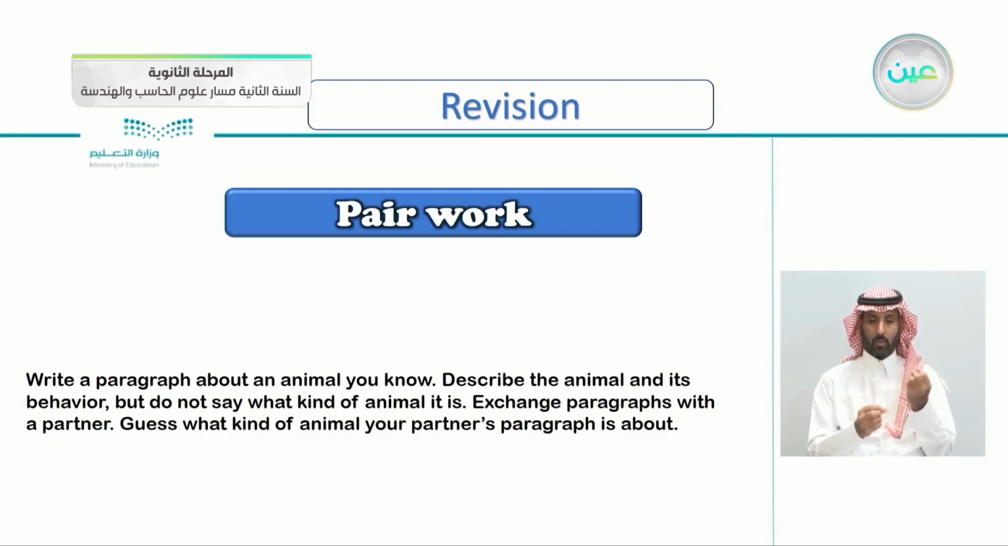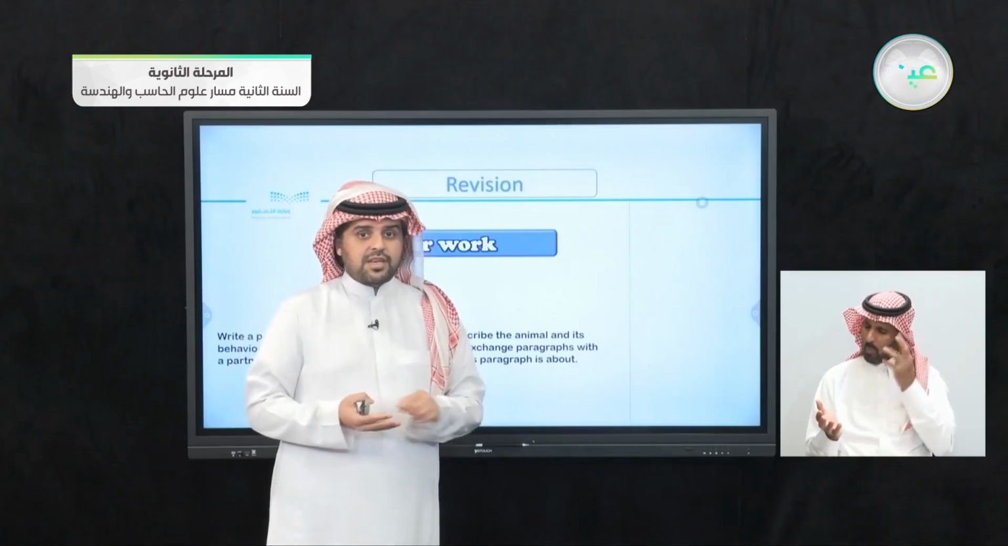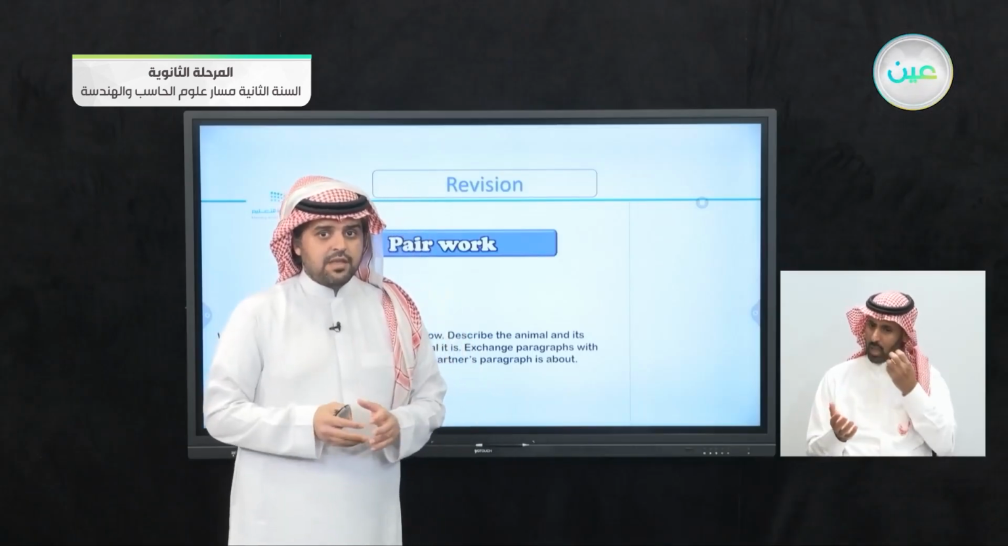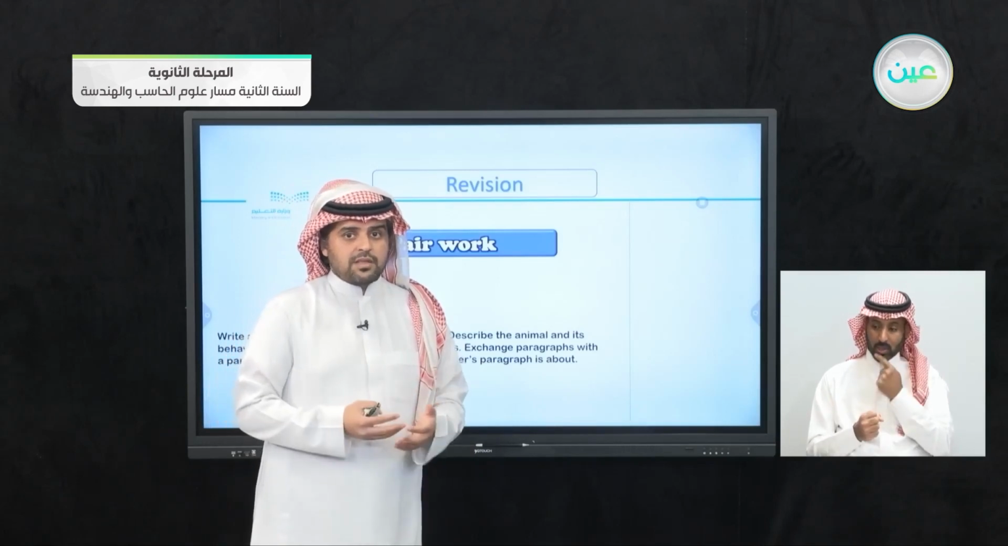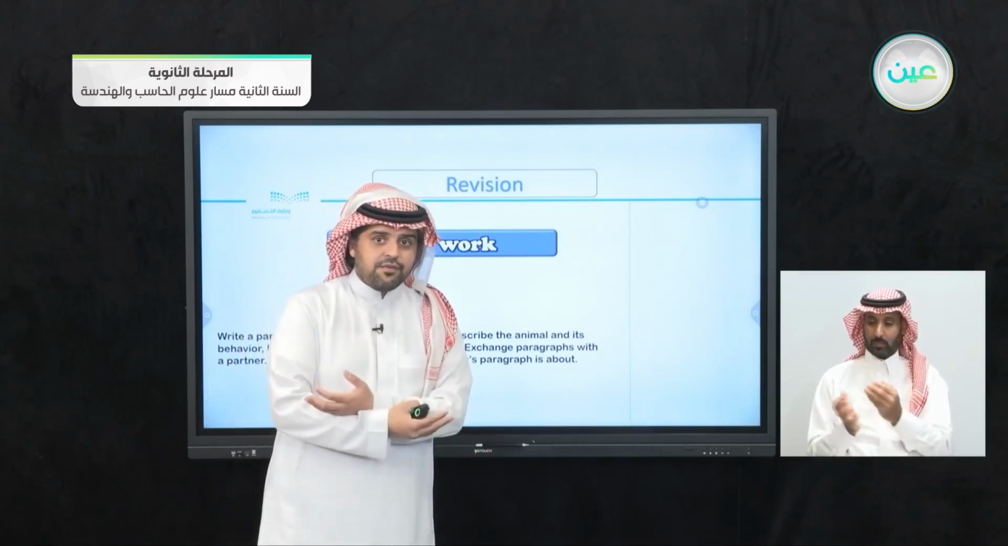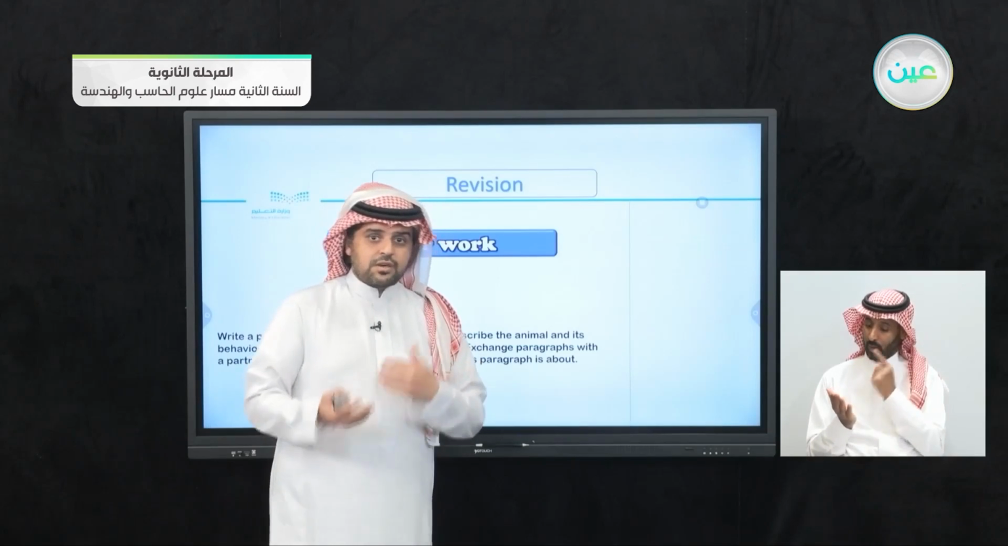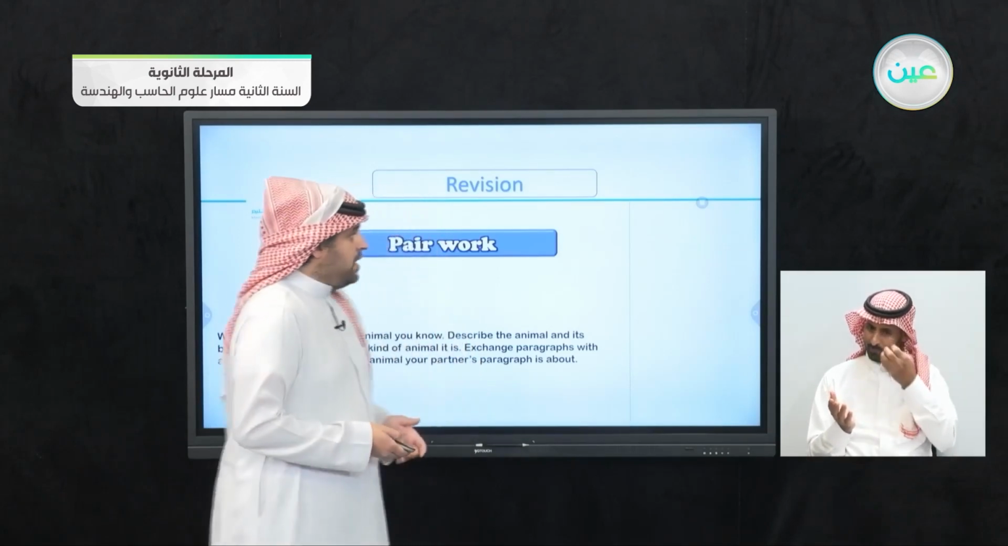Pair work. Write a paragraph about an animal, describe the animal and its behavior, but don't say what kind of animal it is. Exchange the paragraph with your partner. Guess what kind of animal your partner's paragraph is about. If you remember the previous lesson, I asked you to write about an animal without saying the animal itself, its behavior, what you do with it. Then exchange the paragraph with a friend and try to figure out what the animal is.